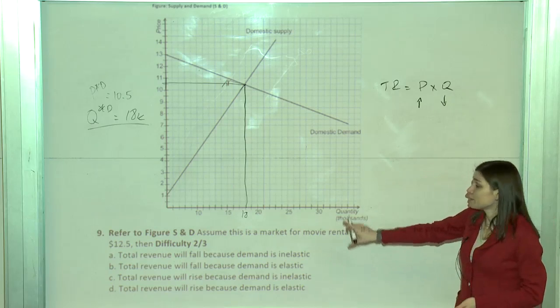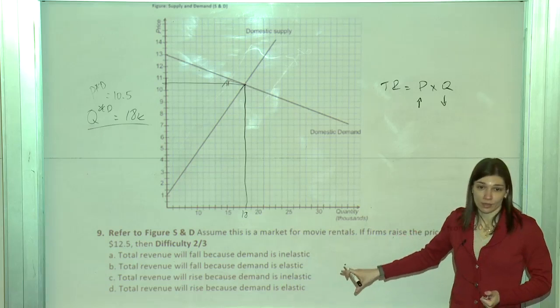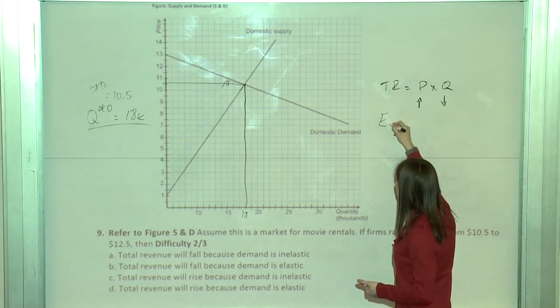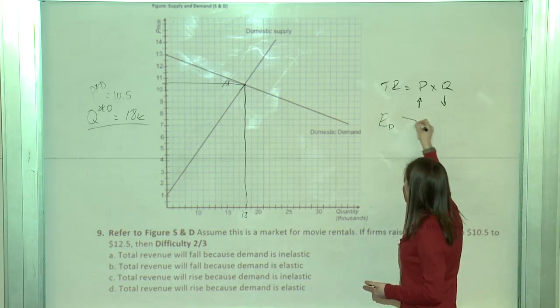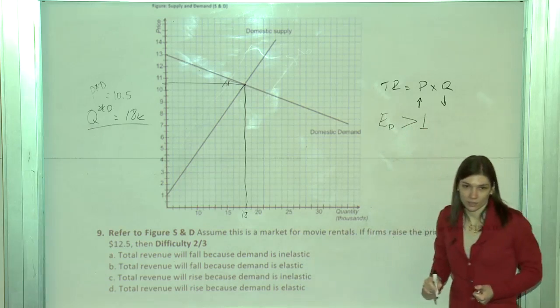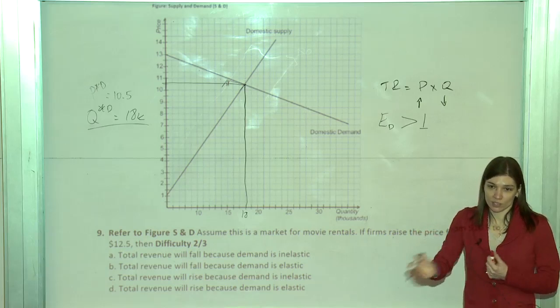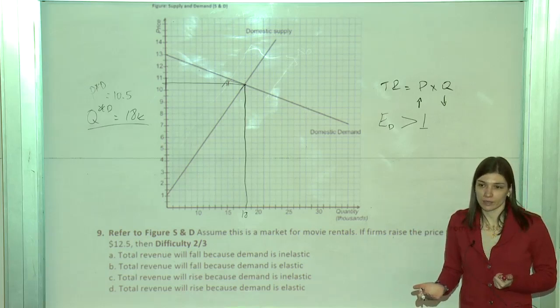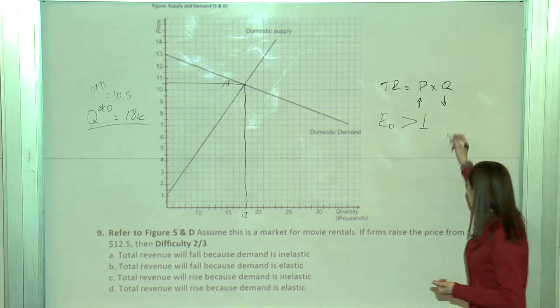Okay, it's going to depend basically on whether demand is elastic or inelastic. What does that mean? Elasticity of demand greater than 1, okay, 1 is the cutoff point that tells us whether it's elastic or inelastic. So if it's greater than 1, do we have elastic or inelastic? Yeah. Elastic.